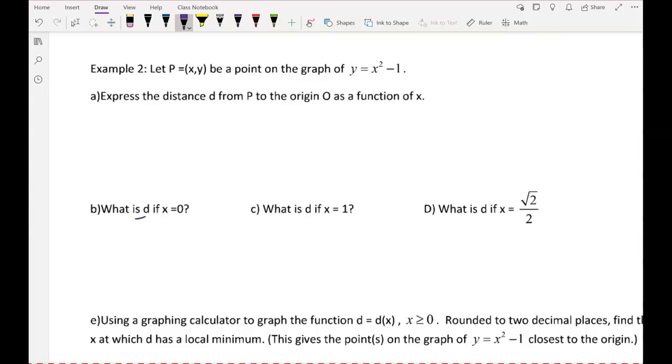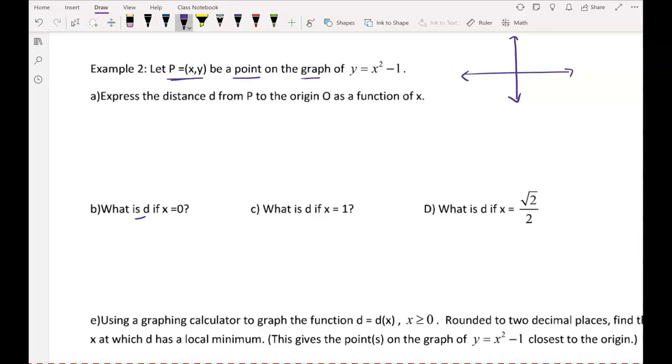Example 2. Let P equals (x, y) be a point on the graph of y equals x squared minus 1. So whenever you are working on a problem, make sure you understand each and every variable. Right here it says P is (x, y), a point on the graph of a parabola. So the first thing you might want to do is do a sketch of your curve.